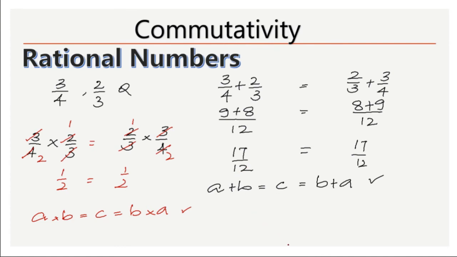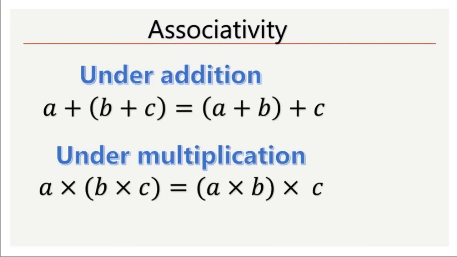With this, let's discuss the associative property, which is also known as associativity. Here again we have two different properties. Under addition, (A plus B) plus C will be equal to A plus (B plus C). Under multiplication, (A into B) into C equals A into (B into C).